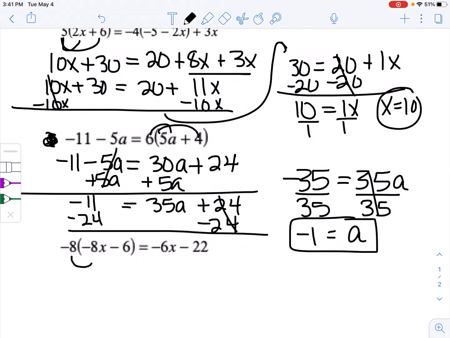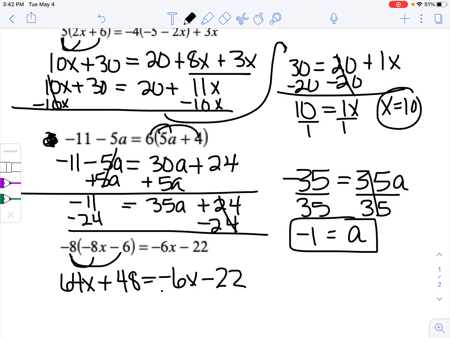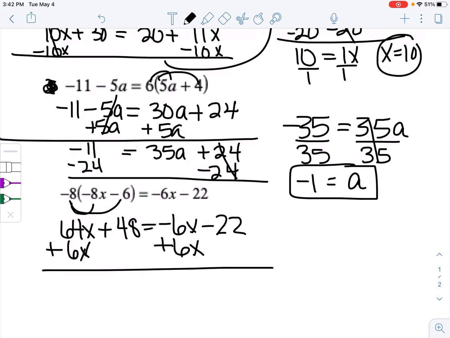Okay, the last example right here, I'm going to distribute negative 8. Negative 8 times negative 8x would be positive 64x. And then negative 8 times negative 6 is positive 48. Getting your like terms on the same side, I'm going to add the 6x over to this side to keep my variable positive. 64x plus 6x is 70x. That cancels out, and that leaves me negative 22 right here.